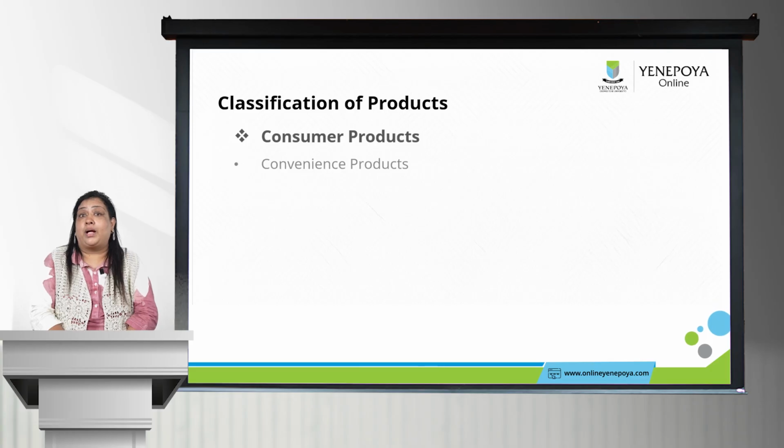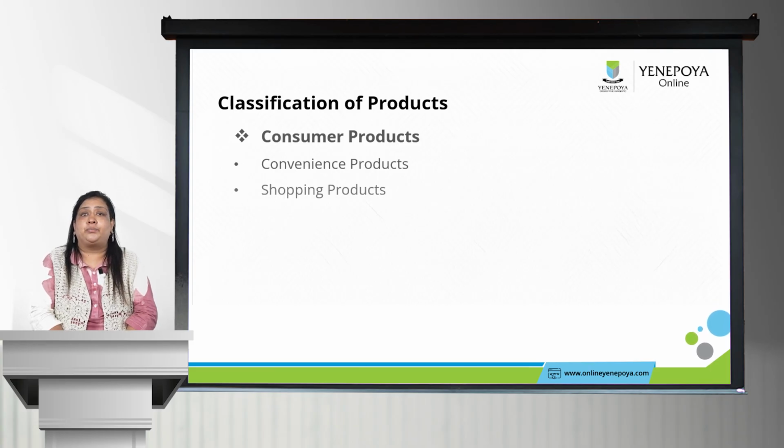The marketing focus is widespread distribution and in-store visibility. The second one is shopping products, purchased less often, with more thought involved. Consumers compare on quality, style, and price. Examples are clothing, electronics, and furniture. The marketing focus is emphasized on differentiation and branding.